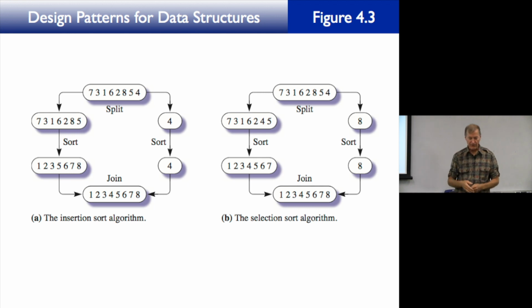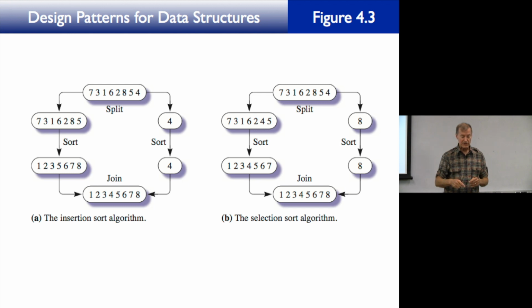And then the other, in part B of figure 4.3, we have the selection sort algorithm. So now with the selection sort algorithm, what do we do? If we have the list 7316284, what did we do for the split? We had to find the largest element. Largest last. Does that take a loop, yes or no? Yes, it does.